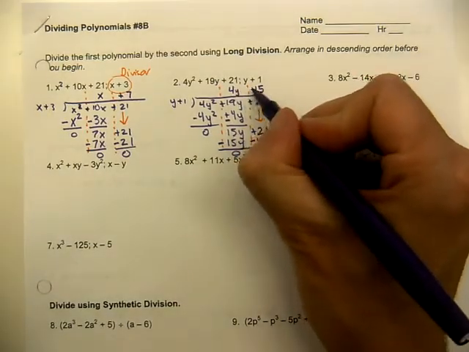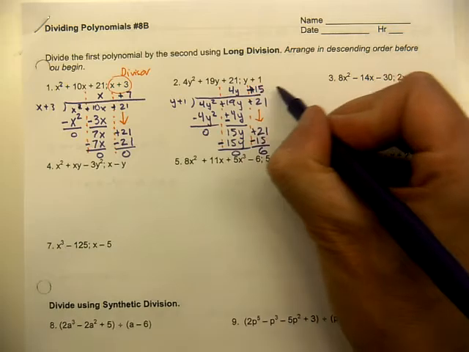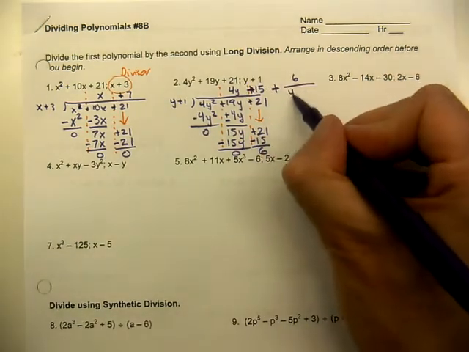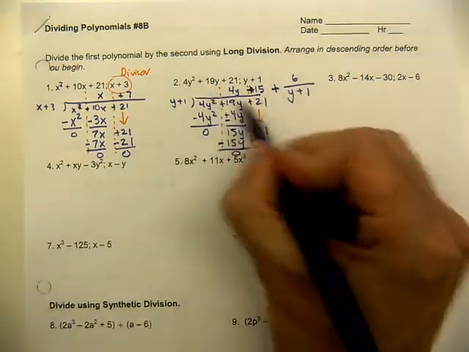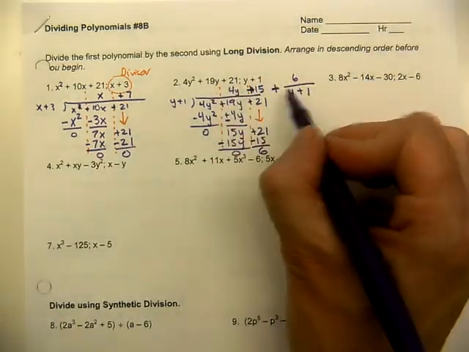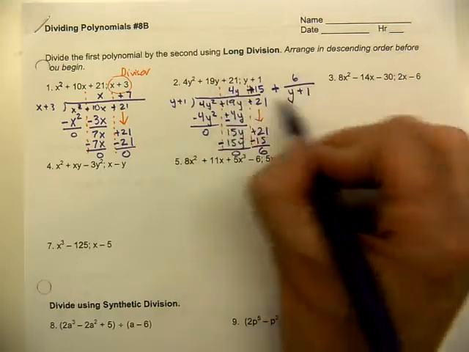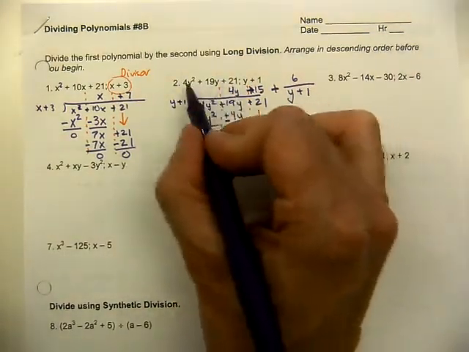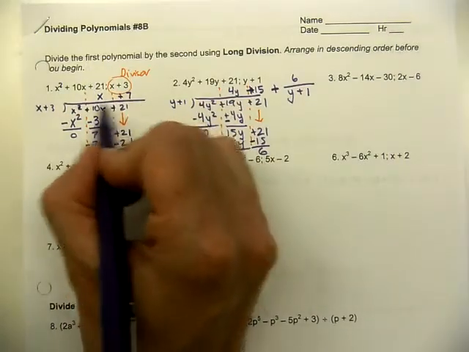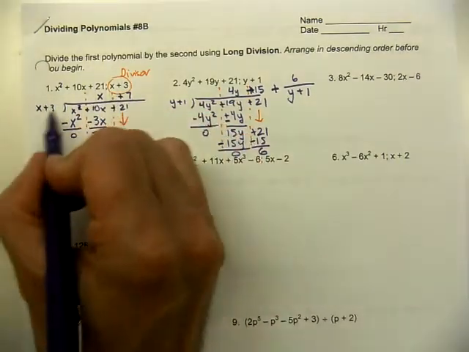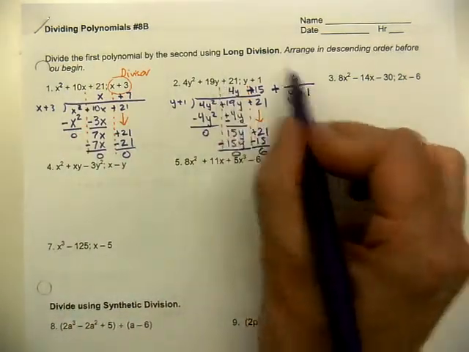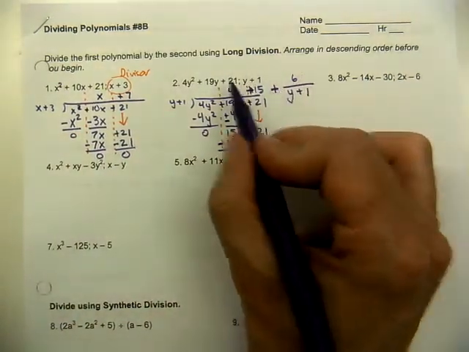So the answer is 4y plus 15 plus, and then you put your remainder over the original divisor of y plus 1. So that's your answer. It looks strange, but if you were to multiply this with the y plus 1, it would turn back into that original polynomial. Just like in number 1, if you multiply x plus 7 times x plus 3, you would get that original problem. So we're not going to do that multiplication step, but that's what would happen.